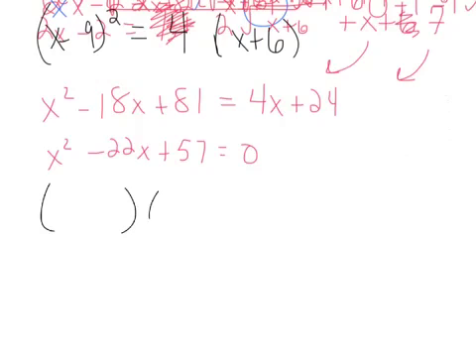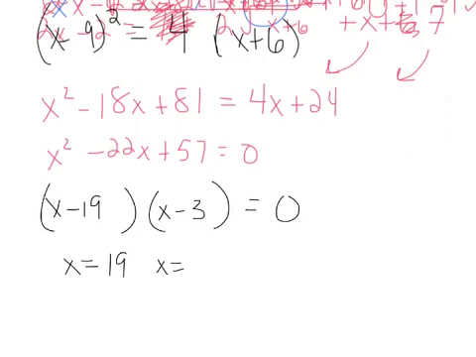This factors pretty easily because the only real factors of 57 are 19 and 3 and 1 and 57. And 19 and 3 happen to add up to 22. So we have x minus 19, x minus 3, giving us answers of x equals 19 and x equals 3.